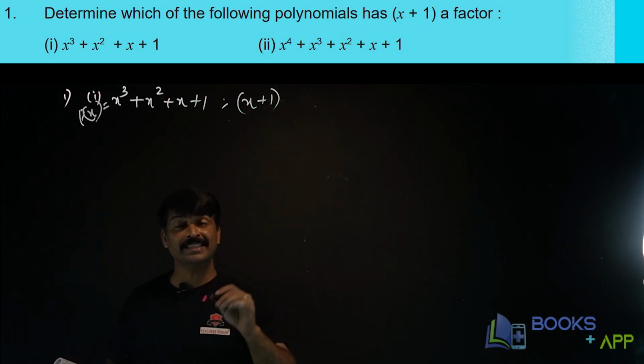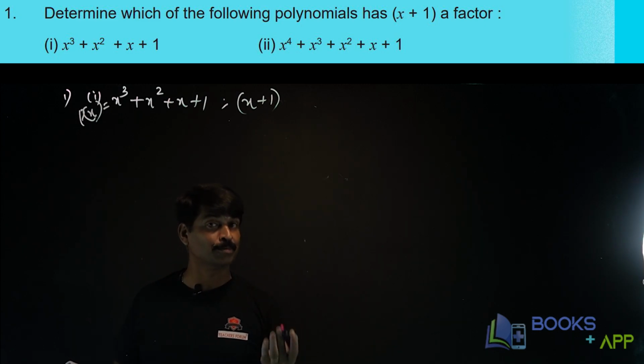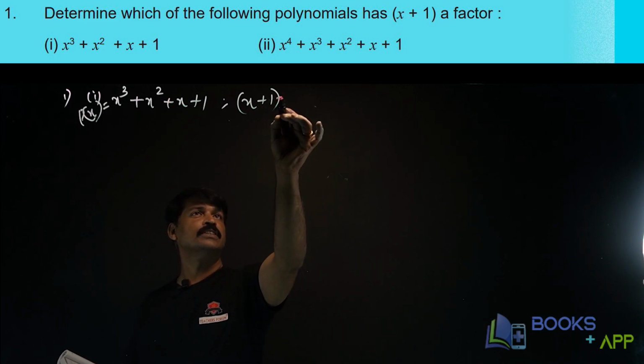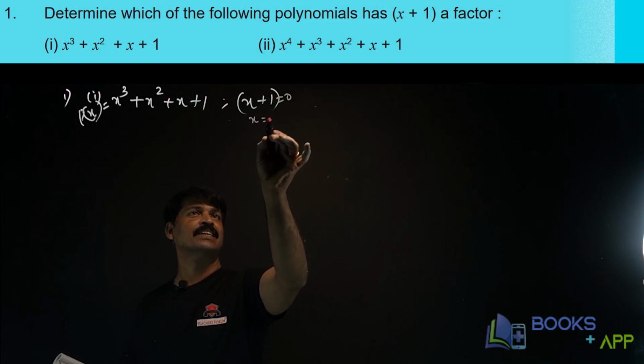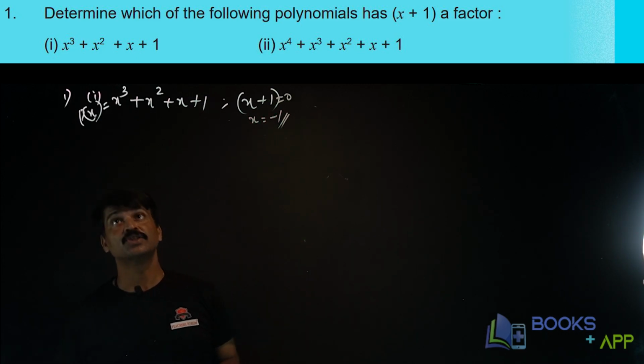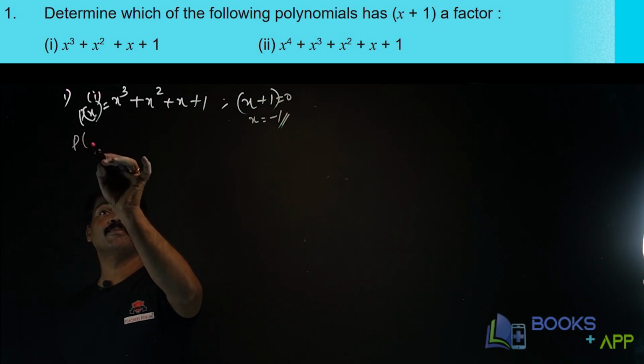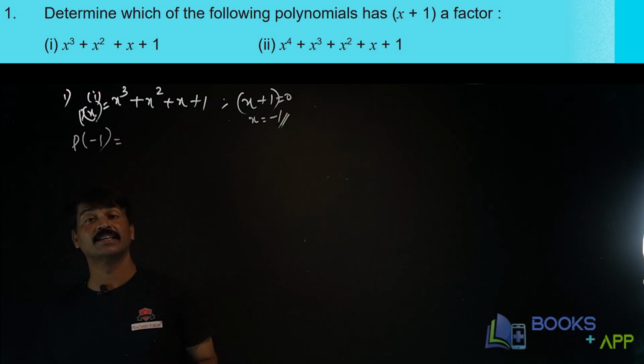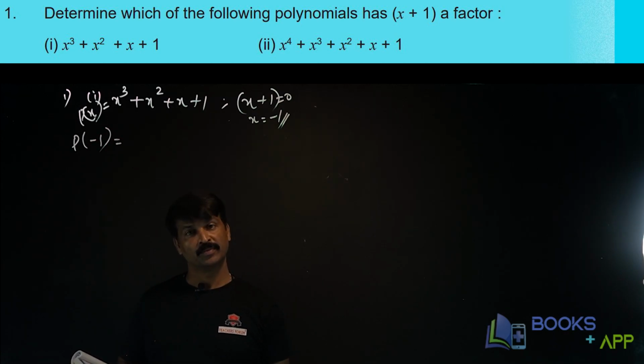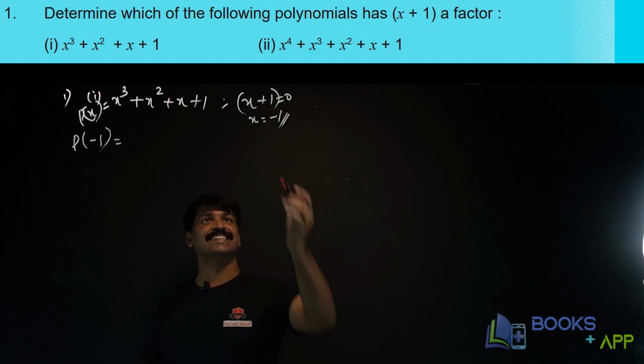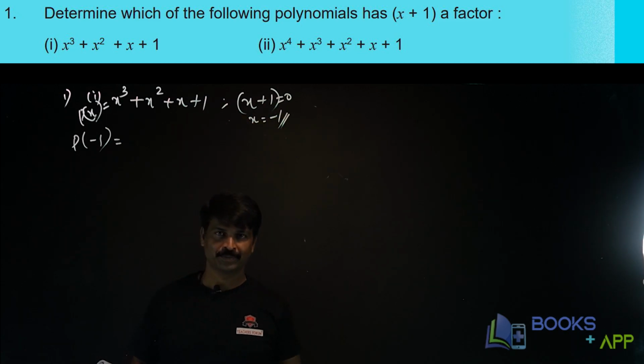If x plus 1 is a factor, what will be the remainder, children? You have to put this equal to 0, then what is x? x is equal to minus 1. So if you find p of minus 1, what will you be getting? You will be getting the remainder. If the remainder is 0, yes, this will be a factor.